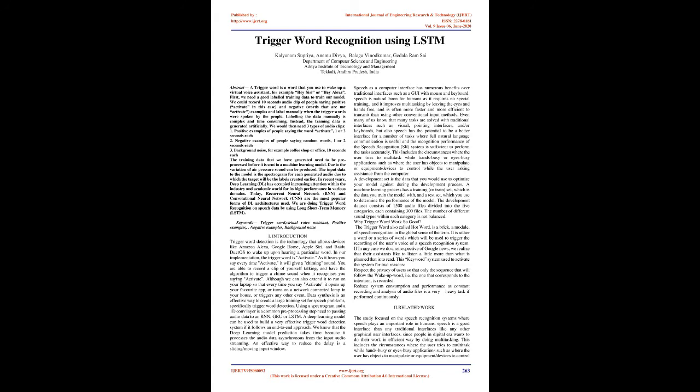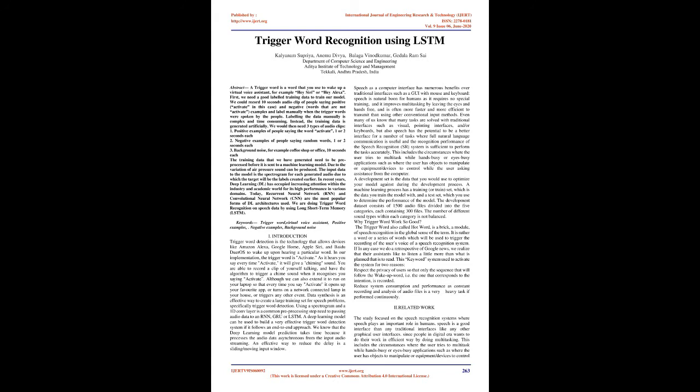We would then need 3 types of audio clips. 1. Positive examples of people saying the word activate, 1 or 2 seconds each. 2. Negative examples of people saying random words, 1 or 2 seconds each. 3. Background noise, for example coffee shop or office, 10 seconds each.